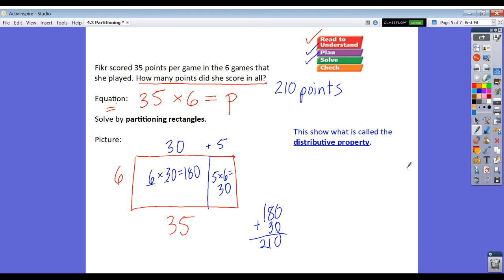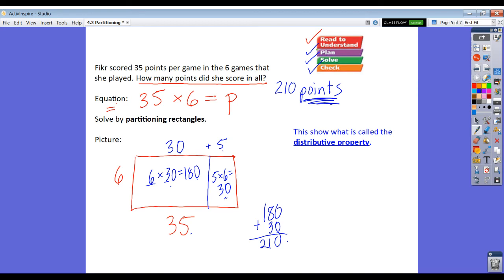Okay, so you should have gotten 210 points. Give a woohoo if you agree. And let's take a look. You can see in my picture, I split up 35 into 30 plus 5 because those products were much easier for me to find mentally with extended facts and basic facts. And once I had my partial products, 180 and 30, I added them together. And then finally, the question asked, how many points? I made sure I said 210 points. Check yourself. Did you include your units as well? Give yourself an extra pat on the back if you did.